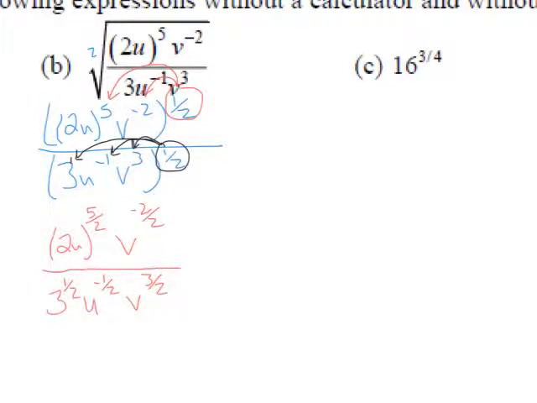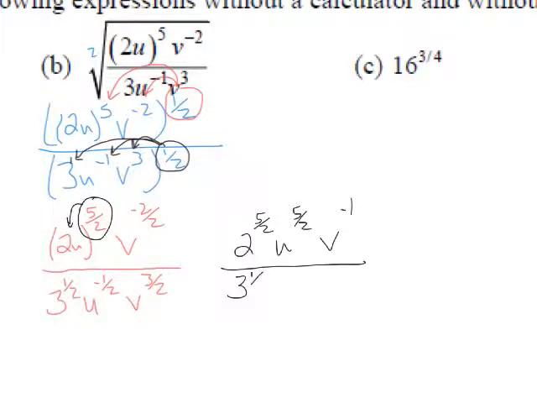Moving forward, we can distribute the 5/2 in further, so that what we wind up getting is 2 to the 5/2, u to the 5/2. Then let's simplify this v, because the fraction can become v to the negative 1. In the denominator we have 3 to the 1/2, u to the negative 1/2, and v to the 3/2.